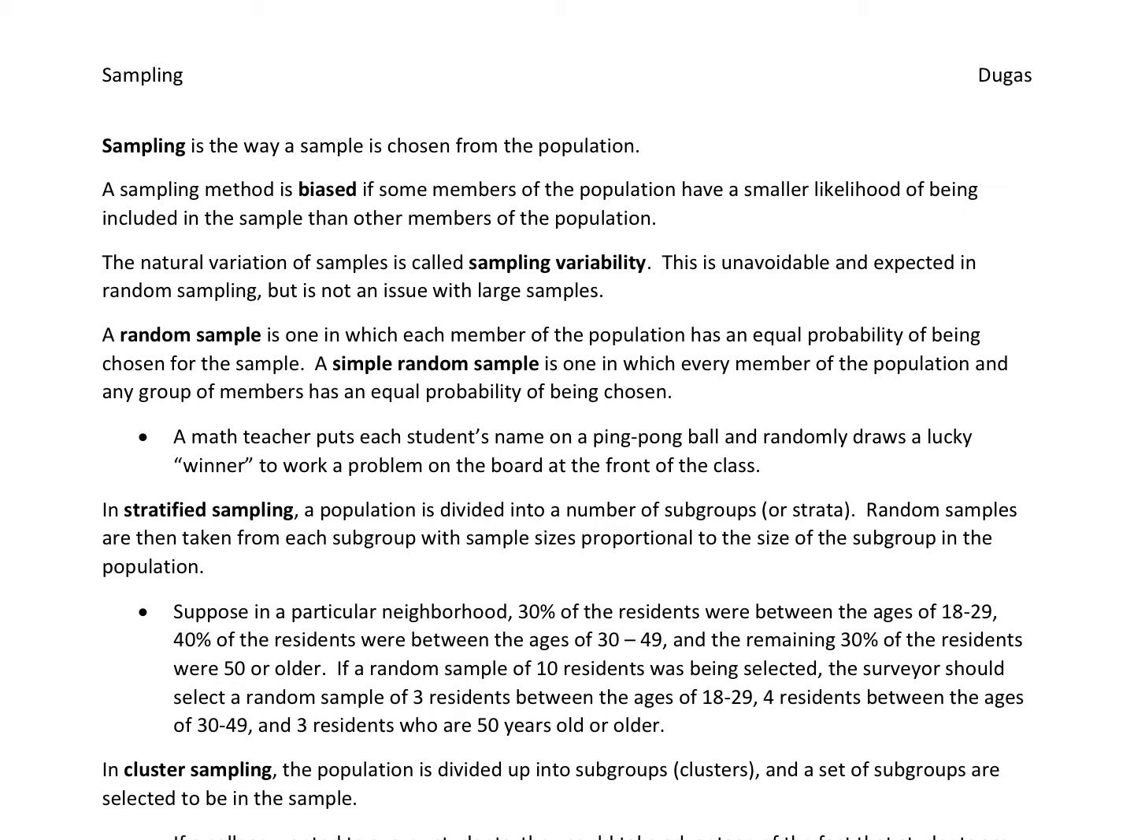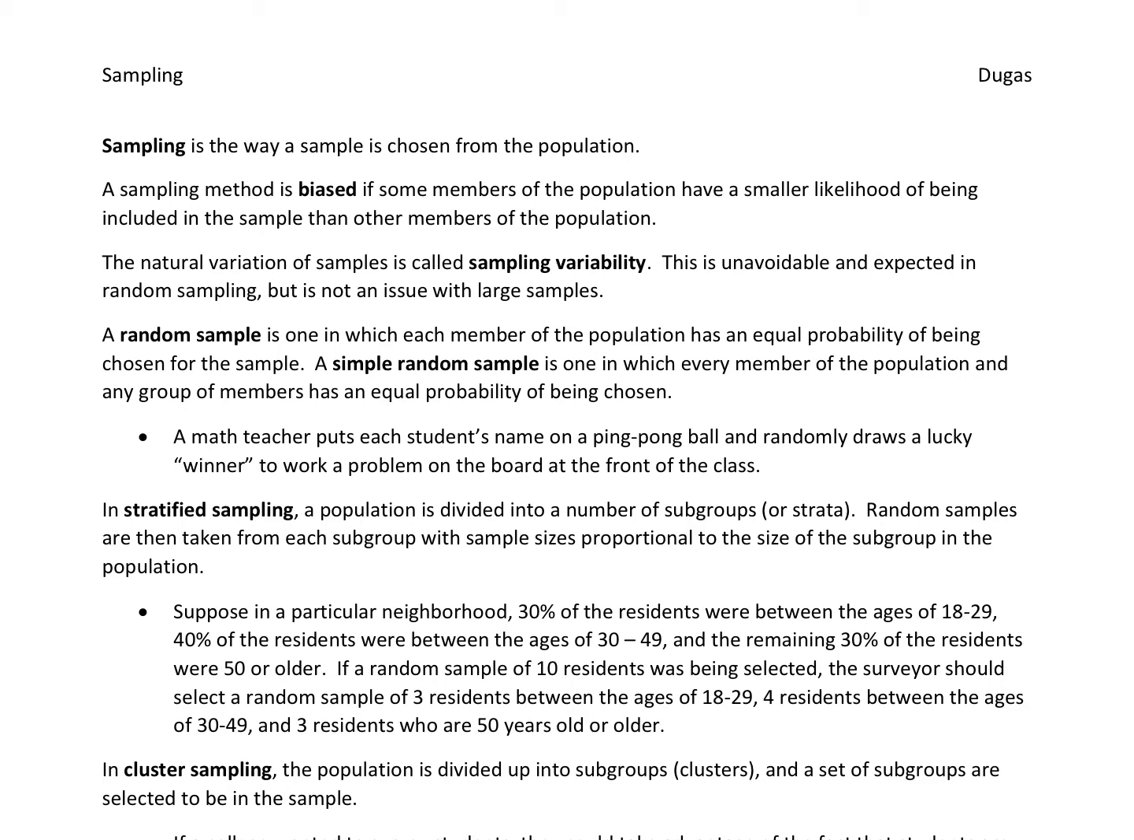The natural variation of samples is called sampling variability. This is unavoidable and expected in random sampling, but it's not really an issue if you have large enough samples. If you chose a sample from a population and then chose another sample from the same population, you're not going to get the same answers, so your averages will be different. Your standard deviations will be different. The whole data set will be different because you sampled a different subset of the population.